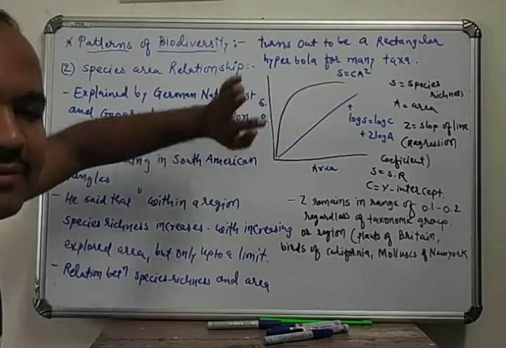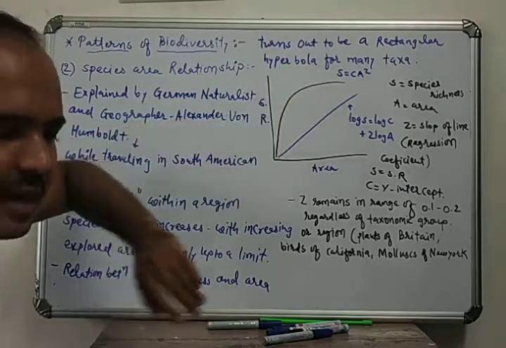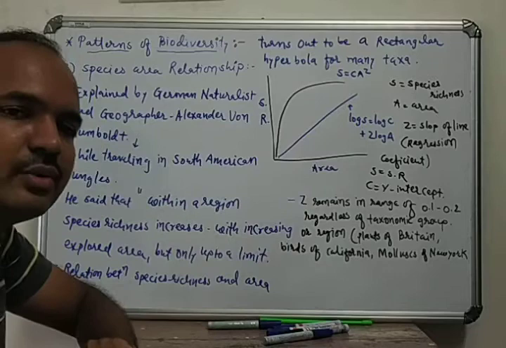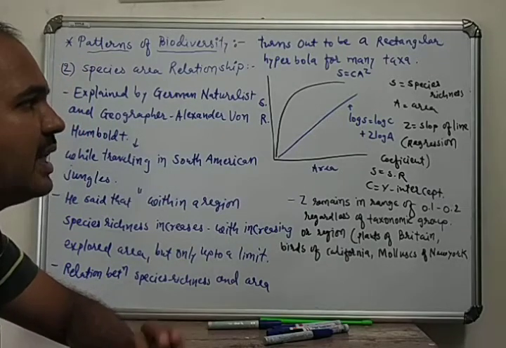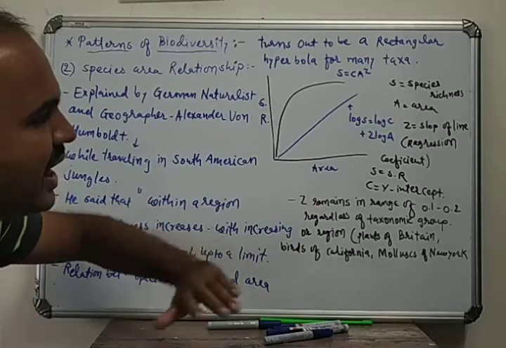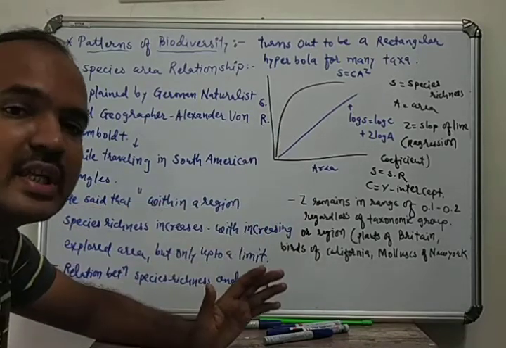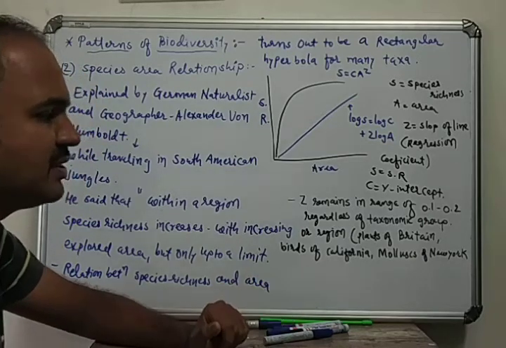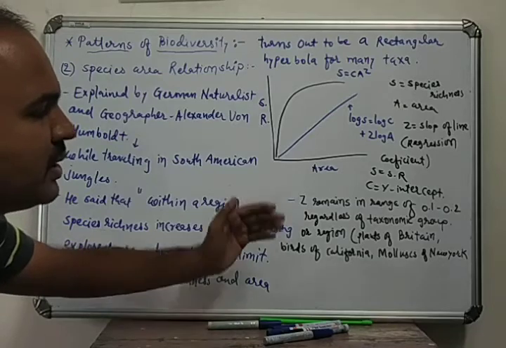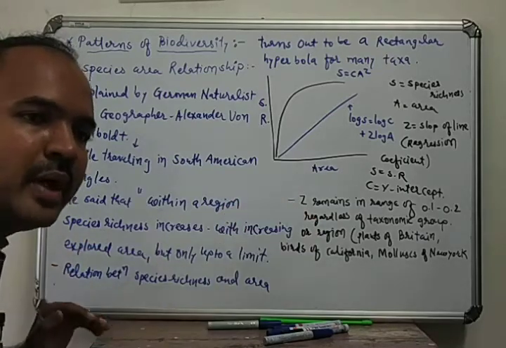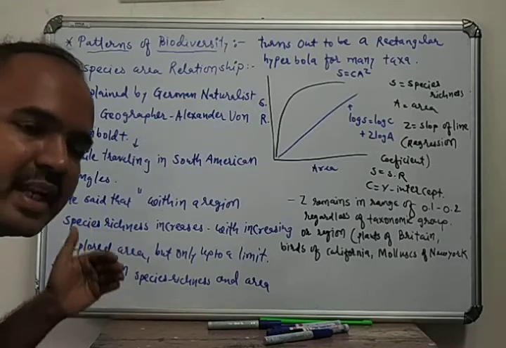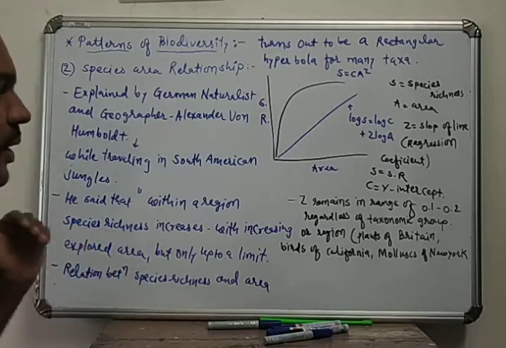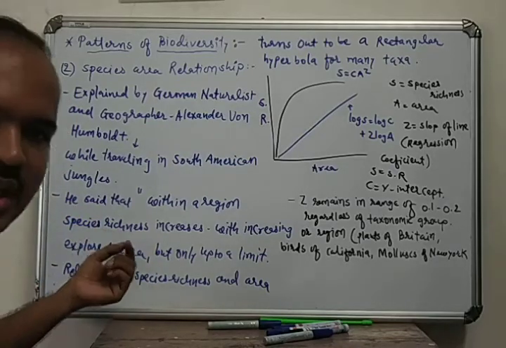Here the equation of the graph is S equals C A raised to Z, and if we draw the same graph using a log scale, then the equation will be log S equals log C plus Z log A. Here S means species richness, A means area, Z means slope of the line, which is also known as the regression coefficient, and C is the y-intercept. For most taxonomic groups, the Z remains in the range of 0.1 to 0.2, whether it is plants of Britain, birds of California, or mollusks of New York. One line is remaining that we will discuss in the next slide.